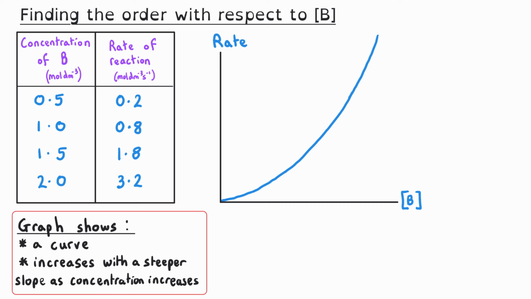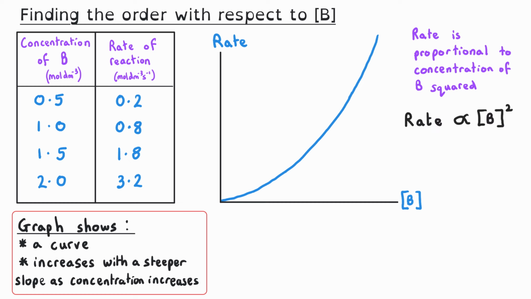And this means that the rate of reaction is proportional to the concentration of chemical B squared. In other words, this is showing second-order kinetics. The rate of reaction is second order with respect to the concentration of chemical B.